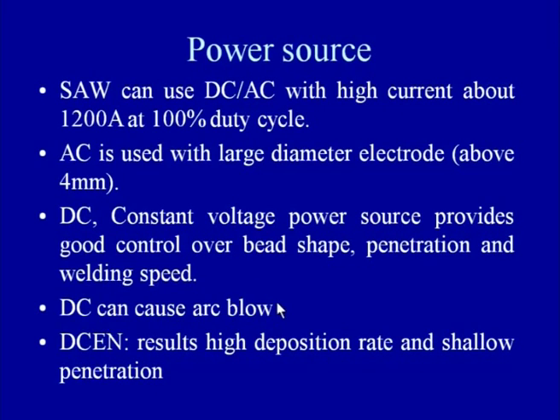there will be a possibility of arc blow when DC is used, because of the interaction between the electromagnetic fields generated around the arc and due to the flow of current through the base material. But when DC EN is used, it results in a higher deposition rate and shallow penetration.